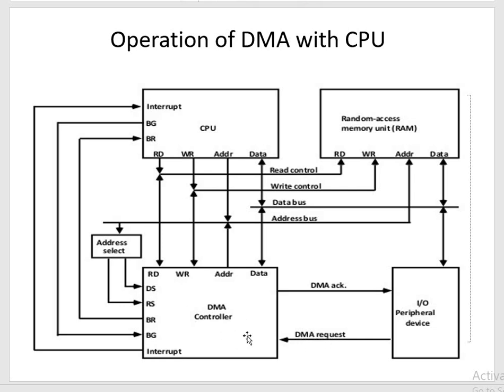Once the DMA controller receives the DMA request sent by this particular IO peripheral device, it will check the priority of the device, and whether the device is masked or not masked. If everything is okay, the DMA controller will send a control signal to the CPU through a control line called bus request.